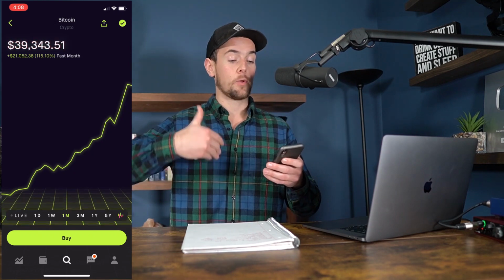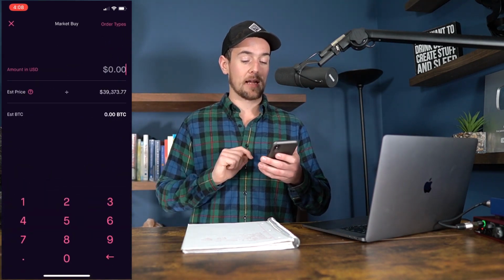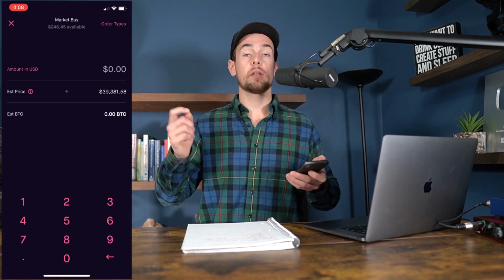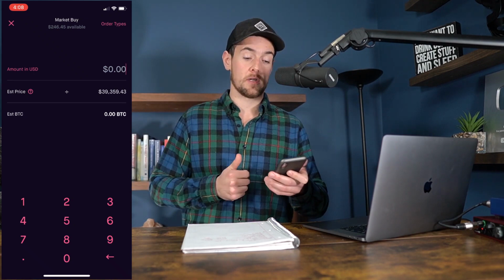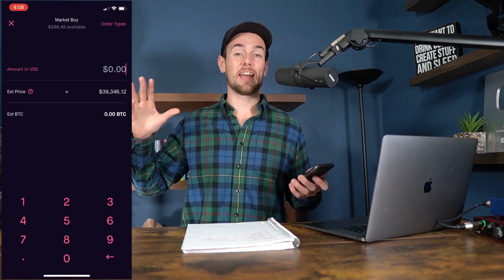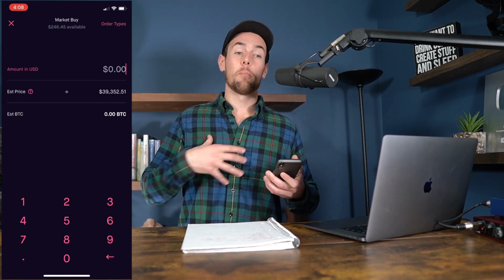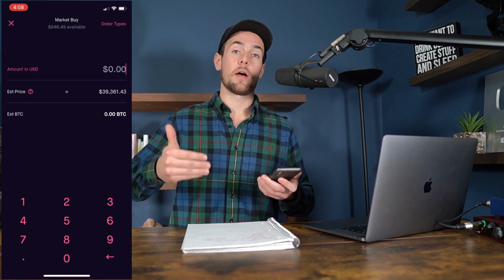So let's say, for example, you want to join the party and get in on it. You're going to click the green buy button at the bottom and you're going to type in what dollar amount in US dollars you want to put into this cryptocurrency. So right now you're going to be paying the price of about $39,000 per Bitcoin, but most people don't have that much money to buy a whole coin, so you're going to buy a small amount of a coin.